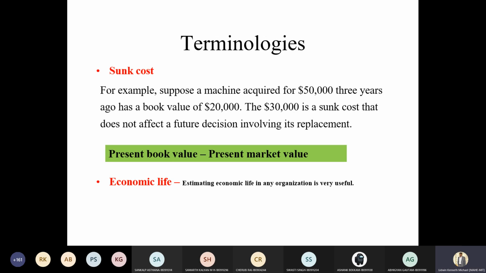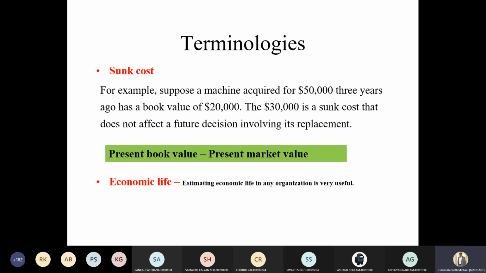Right? Now, what is economic life? I'll be discussing economic life in detail. Estimating economic life in an organization is very useful. I will tell you what actually happens when we take up the economic life. It's a very important chapter, or a topic I should say, in replacement.